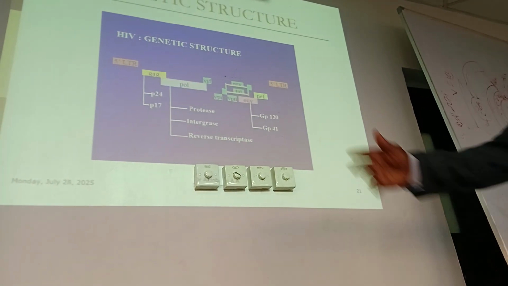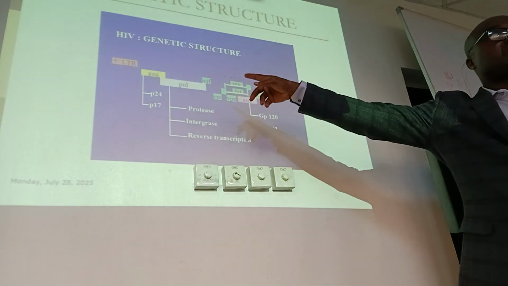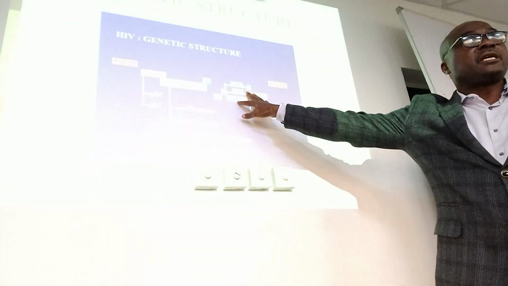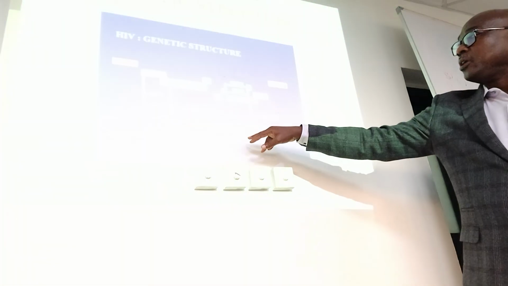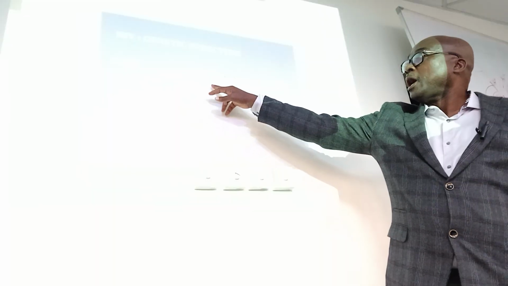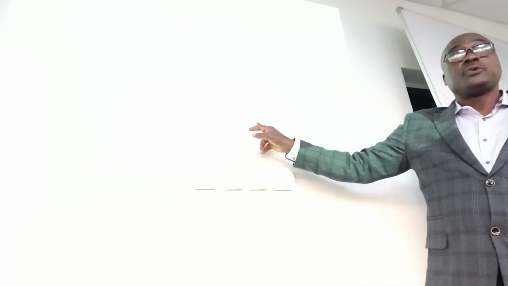So this is the genetic structure of HIV. This is the 3' long terminal repeats. That's the 5' long terminal repeats. And these are the accessory genes. And then you have the main genes, the gag, the pol, and then there is the envelope somewhere. Okay, this is the envelope.